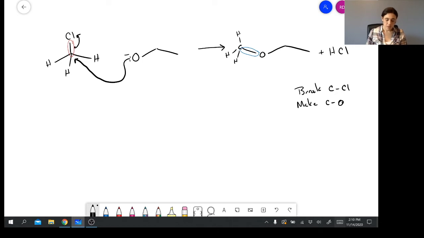So these are very simple mechanisms. We'll get into some of the details of other systems like this when we get into substitution elimination chemistry. But keep in mind that you are looking for the most electron deficient center, right? That's going to be the carbon that has the chlorine attached to it. And the electron rich site, which is, in this case, your oxygen.